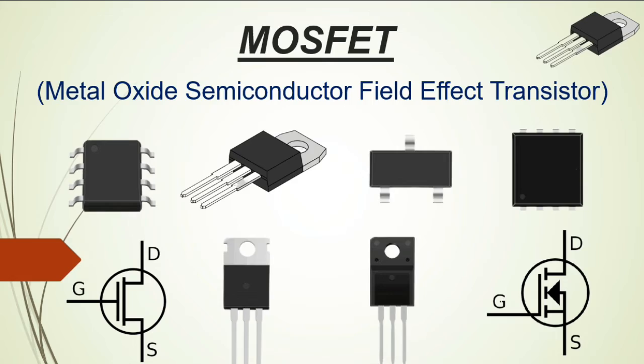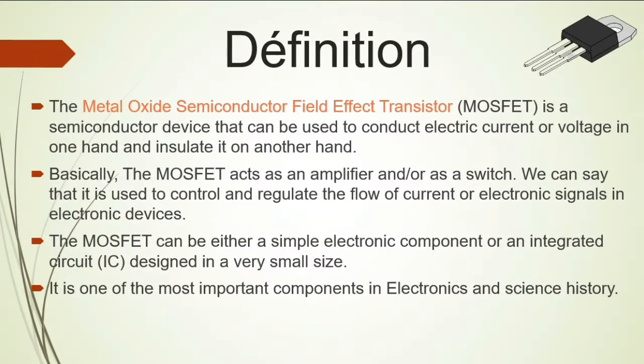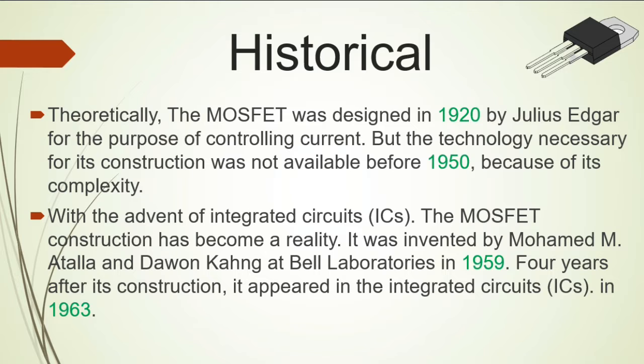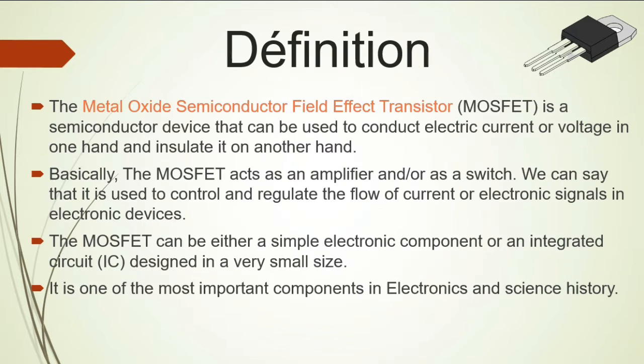Okay, we're going to see the MOSFET definition and the MOSFET history. So let's begin with the definition of the MOSFET. As you see here, the MOSFET, or metal oxide semiconductor field effect transistor, is a semiconductor device that can be used to conduct electric current or voltage on one hand and insulate it on the other hand.